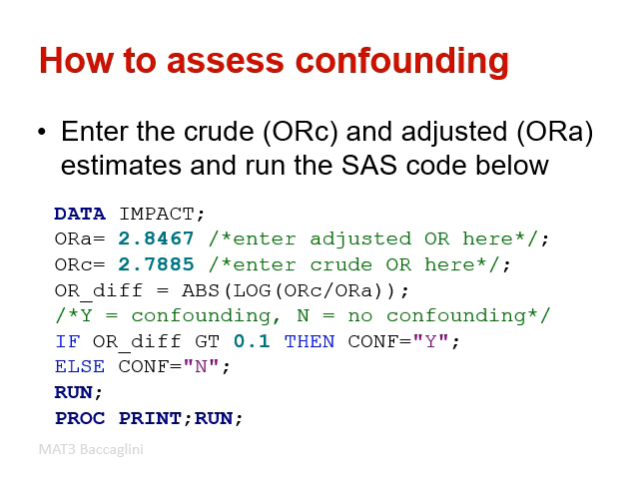This is a simple formula you can use in SAS. You enter the odds ratio, the adjusted, and in this case, for example, is 2.8467. And then you enter the crude, like in this case, 2.7885. And then you run this code. If you get a yes, that means there is confounding, and you want to report the adjusted odds ratio. If you get no, that means there is no confounding, and you can go ahead and use the crude odds ratio so that you're more parsimonious. You do not want to add variables unless it's necessary.